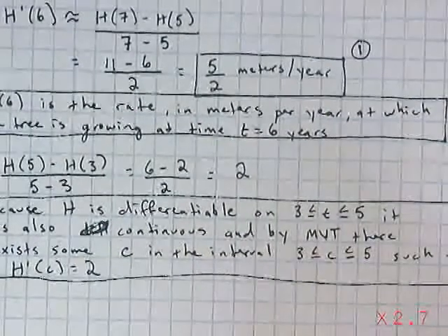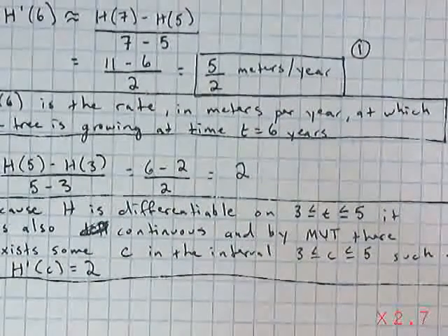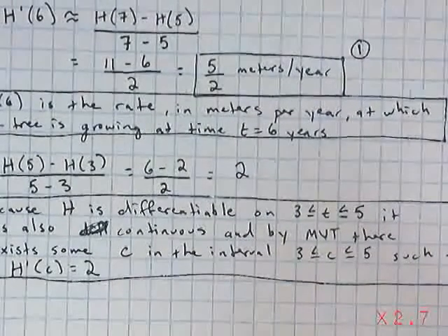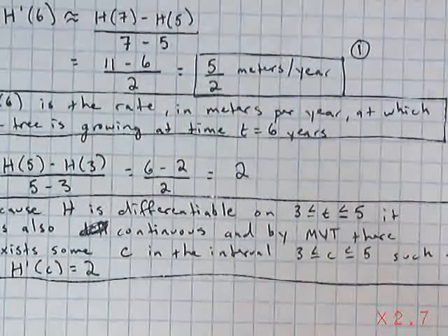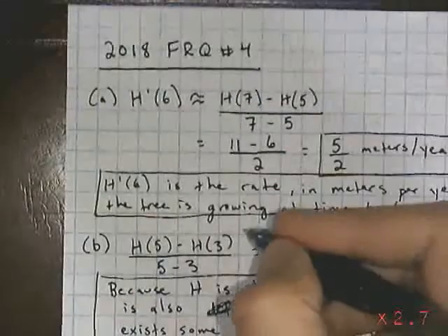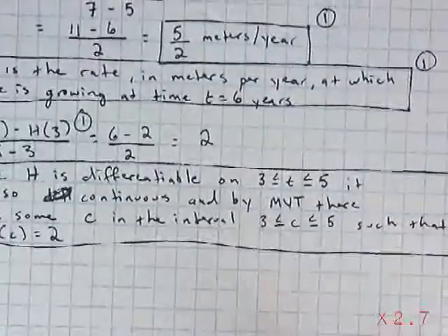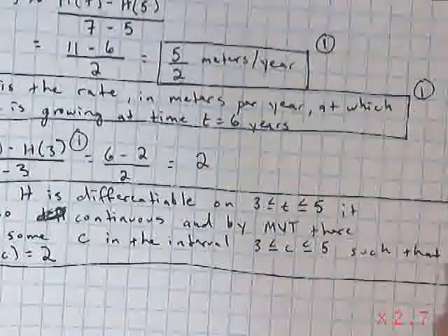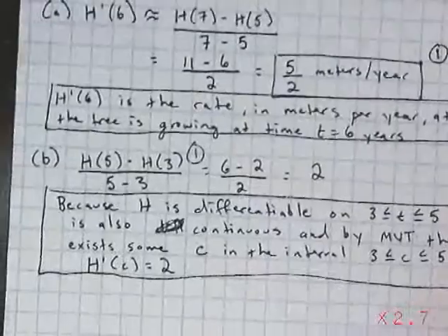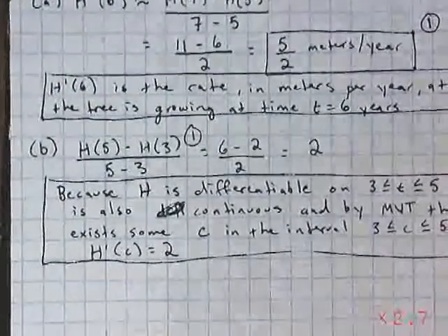For your points, you get a point for the correct difference quotient. You got a point for this, and you got a point for the conclusion invoking the mean value theorem. 2 points. Okay, part C. Oh, this is already taking a little longer than I thought it would.